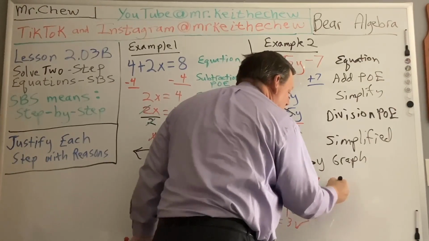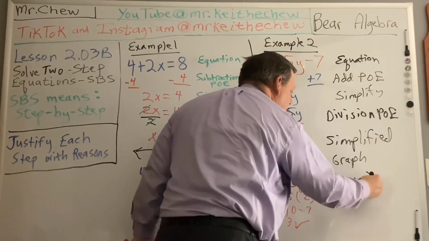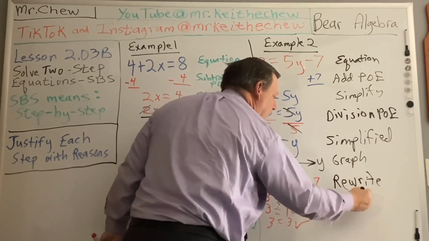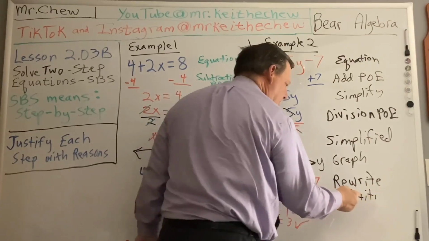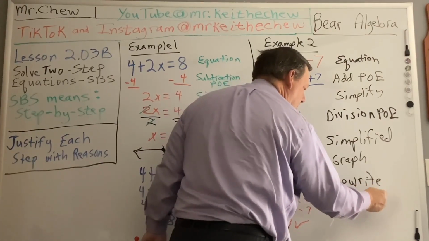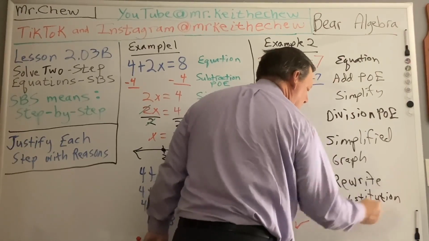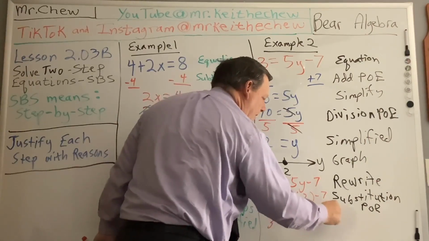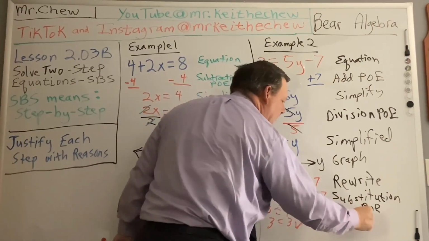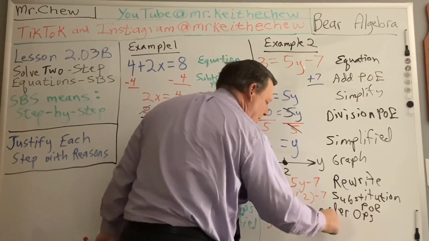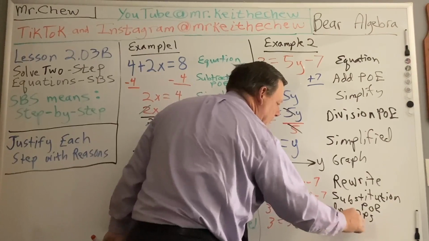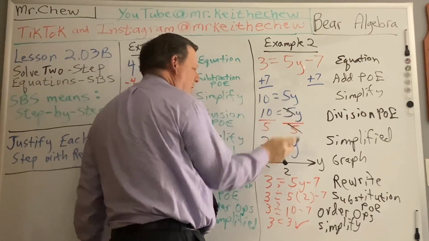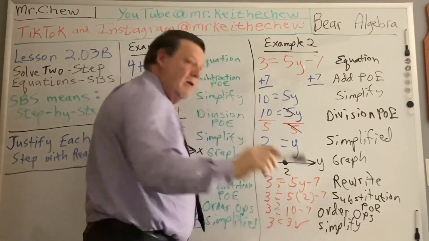Here's my rewritten original equation. Then here I have the substitution property of equality. On this line, I do the order of ops. And then I do the last order of ops when I simplify it. All right, how many steps? Original, 1, 2, 3, 4, 5, 6, 7, 8, 9, 10. 10 steps.